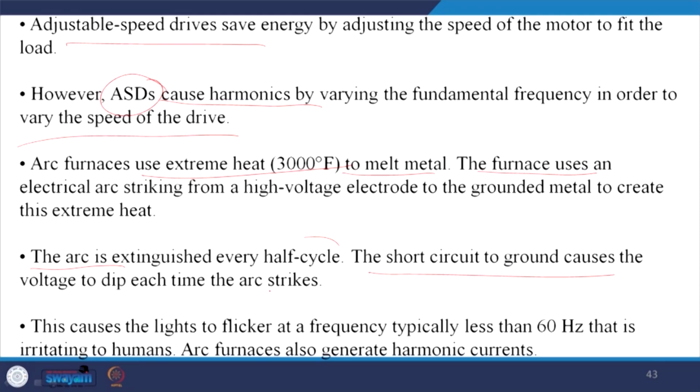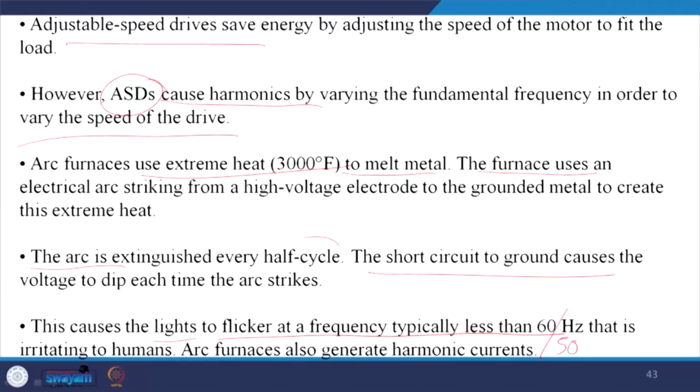So, the fluctuating current and voltage which we have seen is due to the arc furnace, and this causes the lights to flicker at a frequency typically less than 50 or 60 hertz, 50 hertz in India, which is irritating to humans. This is mostly called the stroboscopic effect in the case of flickers, and this will generally harm production in a company too. An arc furnace also generates harmonic currents, and these need to be mitigated by some means.